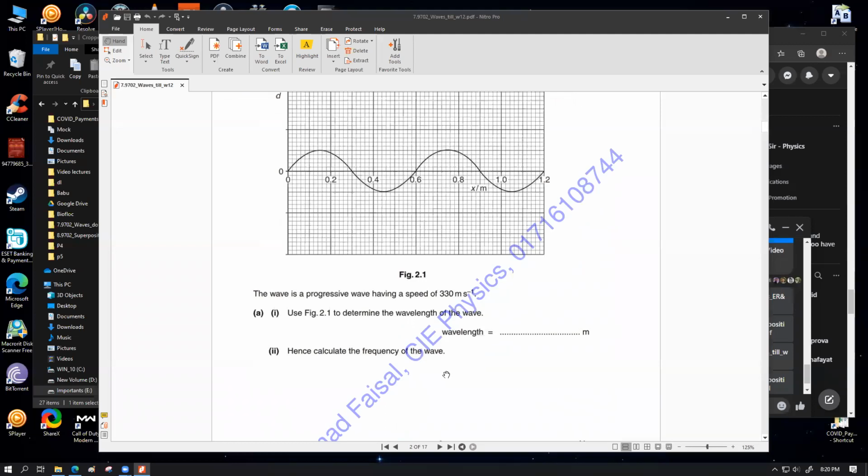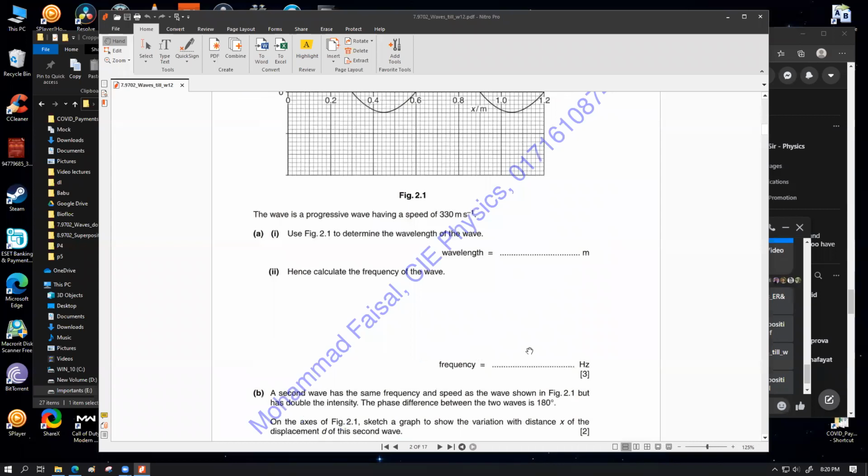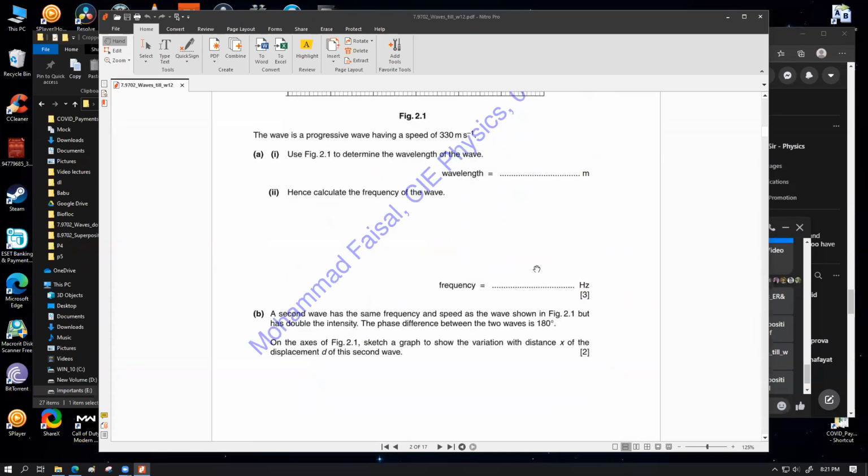Hence, calculate the frequency of the wave. So you go for v equals f lambda. Here is your v, here is your lambda. You find and calculate the f. That's pretty simple. 3 marks. So there is 1 mark and 2 marks, total 3 marks.